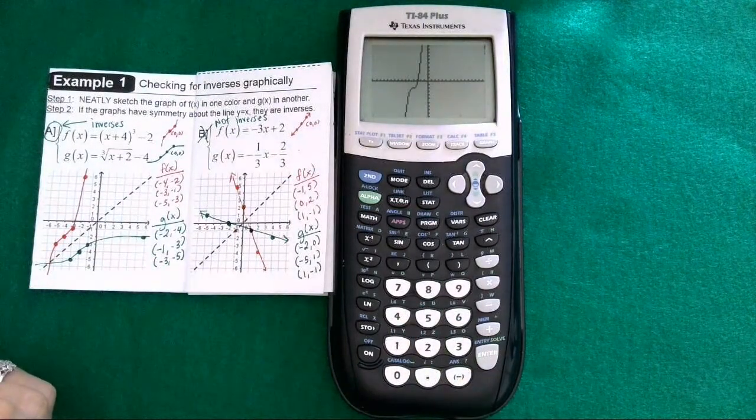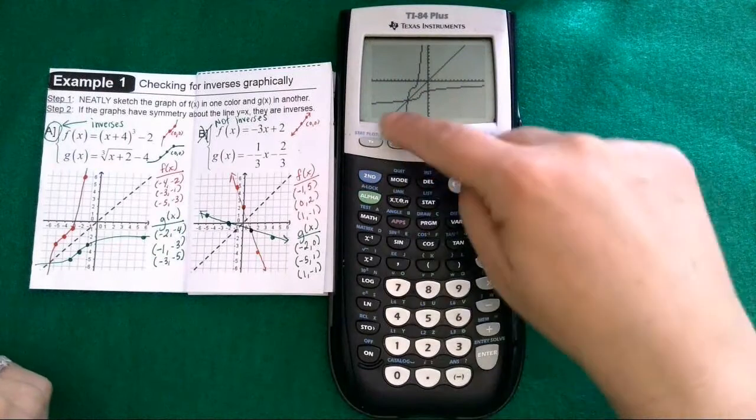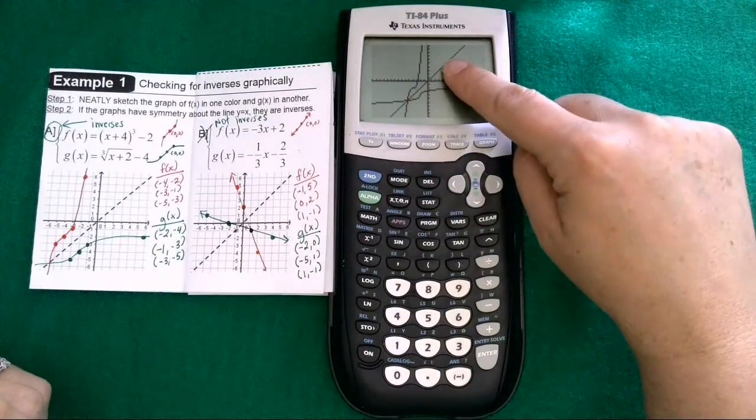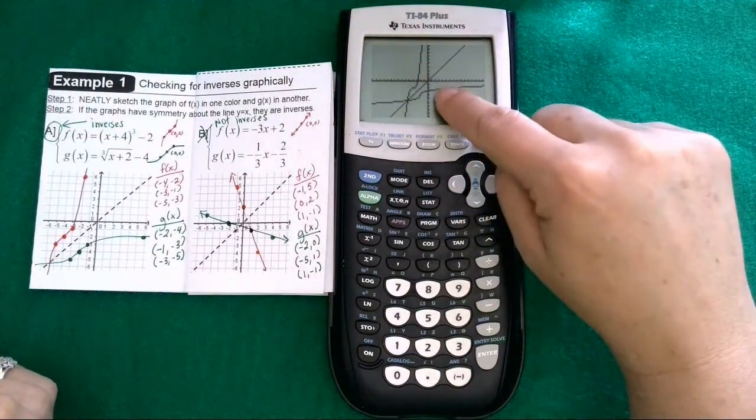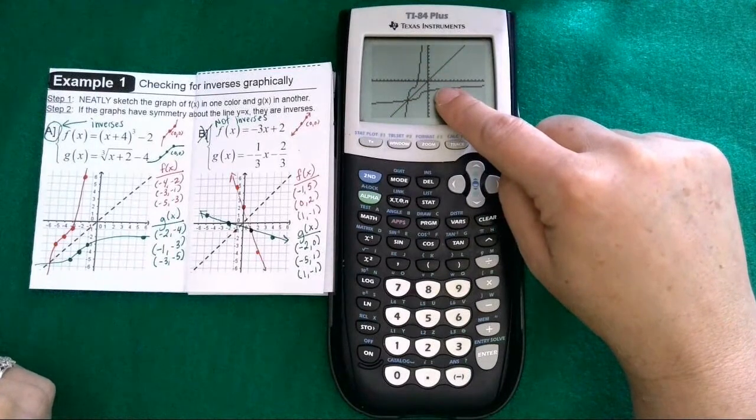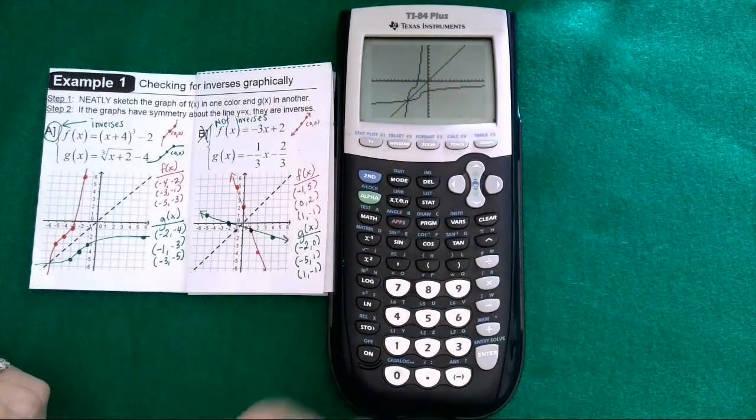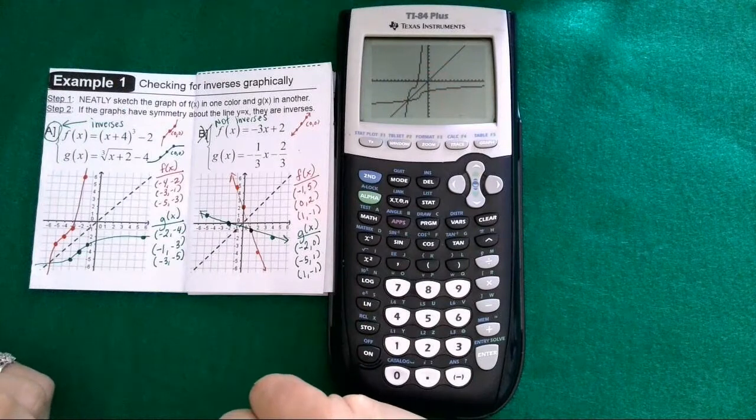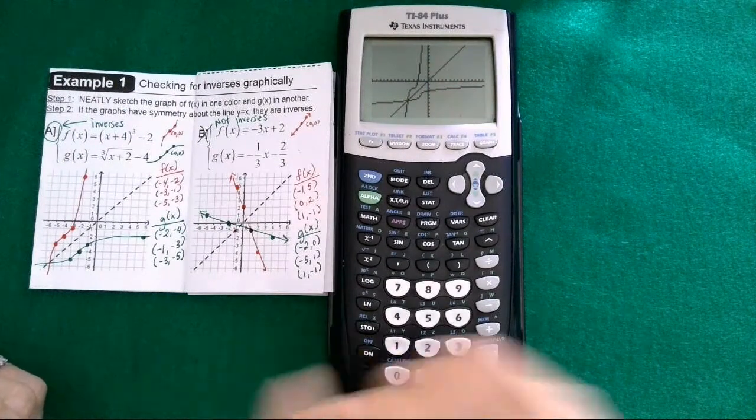And then there's my f of x. Here is g of x. And then there is my diagonal line y equals x. So it looks visually as if these are inverses, that they have that reflection over the line y equals x. But to verify that, we really should check some ordered pairs.